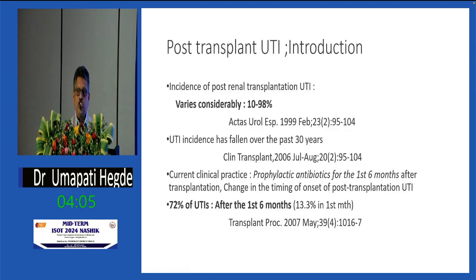Infections, the urinary tract infection is one of the most important and sometimes frustrating. It varies with different definitions from 10 to 98%, and the clinical practice is prophylactic antibiotic used in the first 6 months, Bactrim. Sometimes it is not effective, and others may predispose to later onset urinary tract infection, and almost around 72% are in the first 6 months.